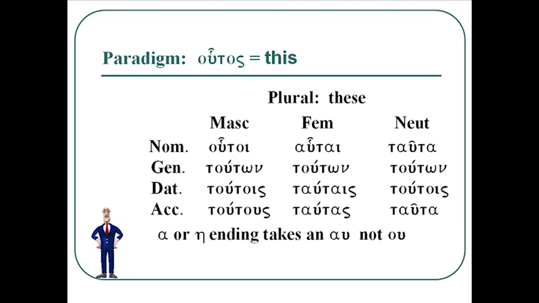No big deal. The point is to learn houtos, haute, tauta, and then just basically a 2-1-2 with modifications dancing back and forth between the alphas and the omicrons. But those are pretty easy to figure out. You've just got to stay flexible on some of those.